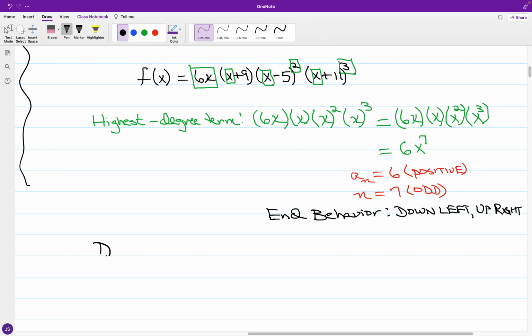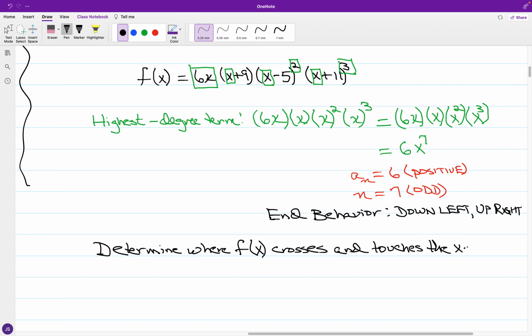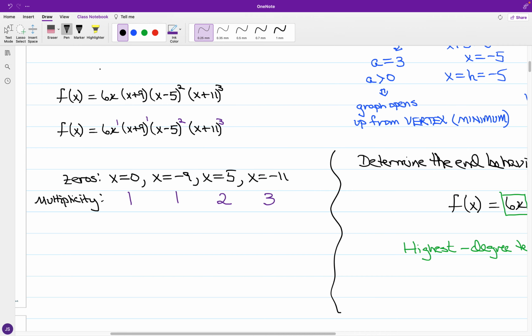Okay, and also in between, if we were to determine where f of x crosses and touches the x-axis, okay, now for problem 4, we just dealt with the zeros and the multiplicities.